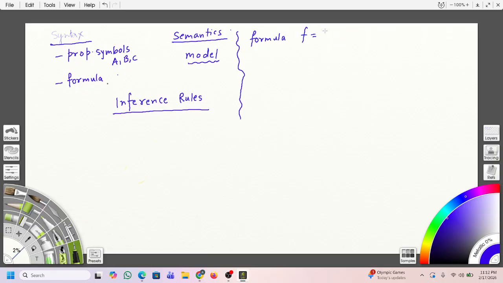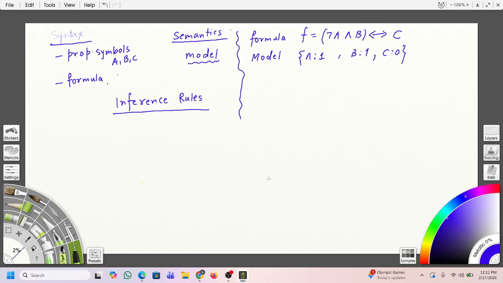So here we will write formula f. It is given to us as negation of A and B, by implication of C. Okay, and we are given the model as A to be 1, this symbol has the value 1, then B to be 1, and then C to be 0. Okay, so this is nothing but a truth assignment that is given.